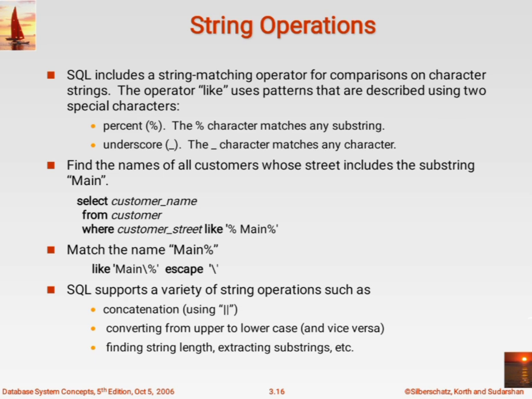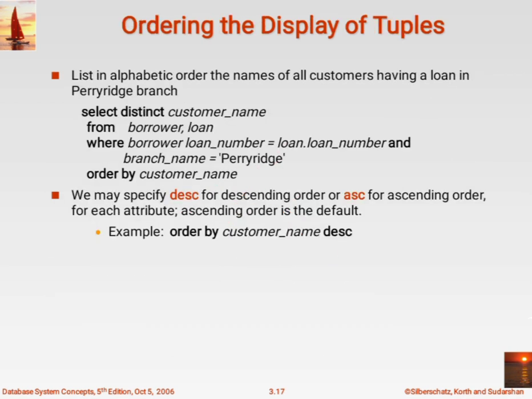then what I am going to write is: select customer name from customer where customer street is like '%main%', means percent main percent. So main will be a substring. Whenever I get main as a substring, those particular tuples will be selected as output, right? Likewise, the underscore is there.